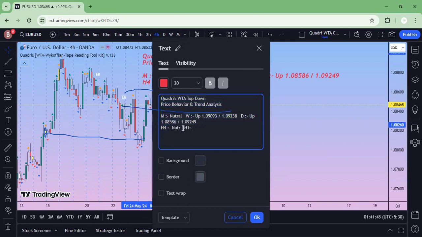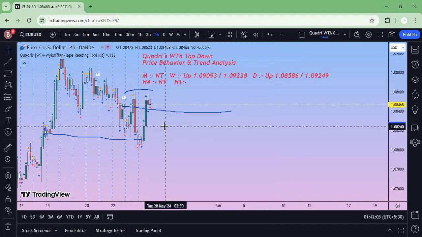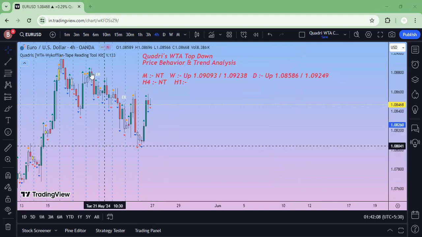I'll just write in for neutral. Neutral. NT stands for neutral. If this thing takes place, then where the price is expected to hold.